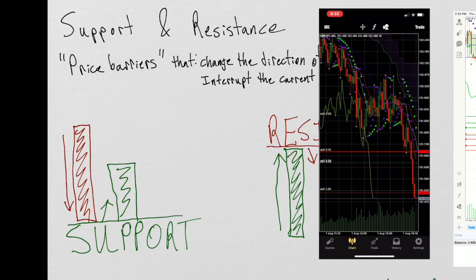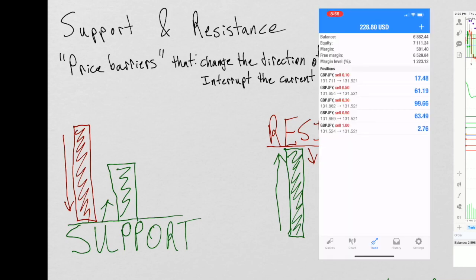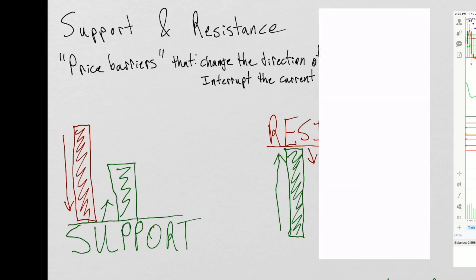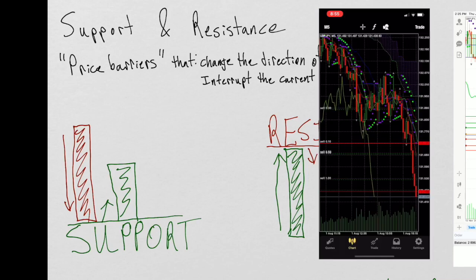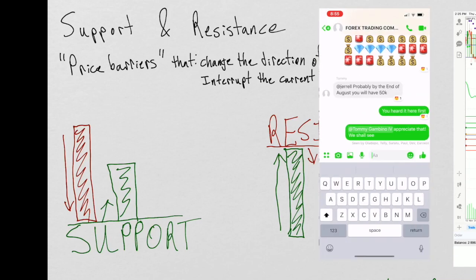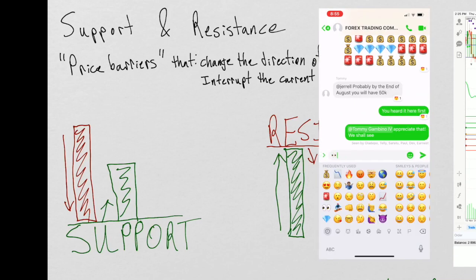So to start off, support and resistance are basically price barriers. They're going to change the direction of the current trend. So if the price is trending up, resistance may cause it to start to trend down. And if the price is trending down, support might cause the trend to turn up.